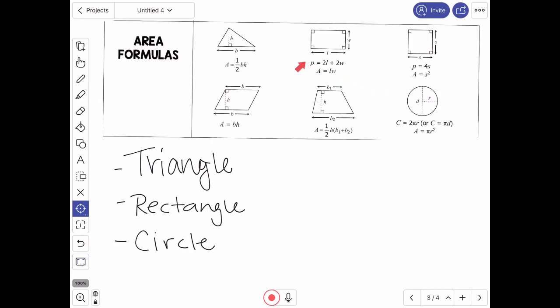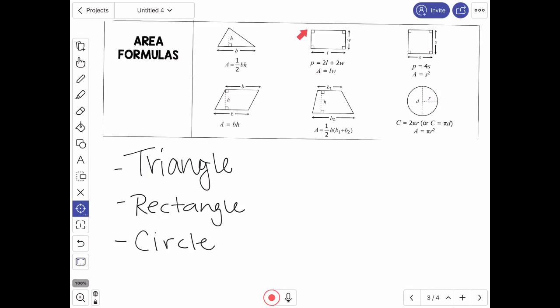But then they also give you the perimeter formula. So perimeter is the length outside of any two-dimensional figure. So if we had to find the perimeter of a triangle, we would just add up all these sides. That's why they don't give you the actual formula. For a rectangle, they kind of reduce.